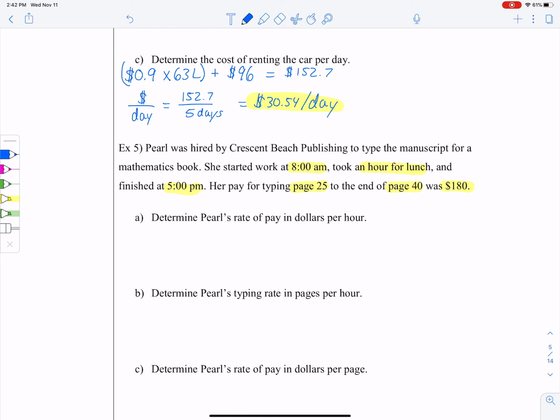So first of all, we need to figure out how many hours she worked. If she worked from 8 a.m. to 5 p.m., that's 9 hours of work, and then minus a 1 hour lunch. So that's 8 hours of work. She worked 8 hours total. She was paid $180, so dollars per hour, we have $180 over 8 hours. So she makes $22.50 per hour.